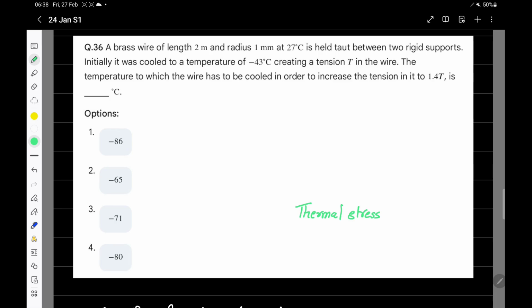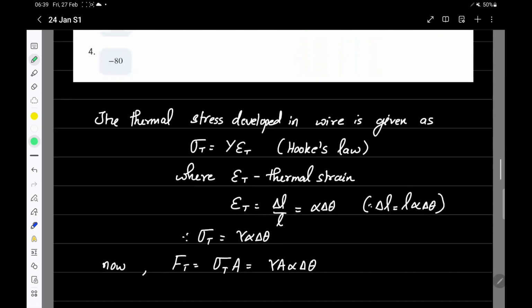Initially, it was cooled to a temperature of minus 43 degrees Celsius, creating a tension T in the wire. And the temperature to which the wire has to be cooled in order to increase the tension to 1.4 T is dash degrees Celsius. So from 27 degrees Celsius, when it is brought to minus 43 degrees Celsius, it's generating a tension T. So from 27 degrees Celsius, to what temperature should we cool it so that the tension becomes 1.4 T? Let's solve this question.